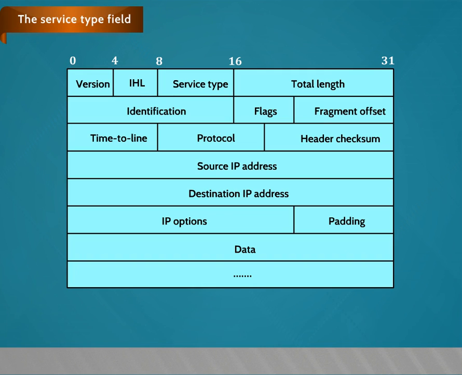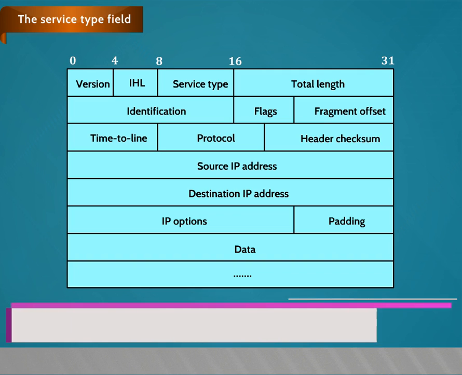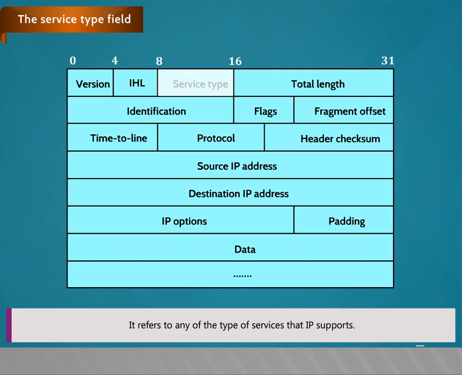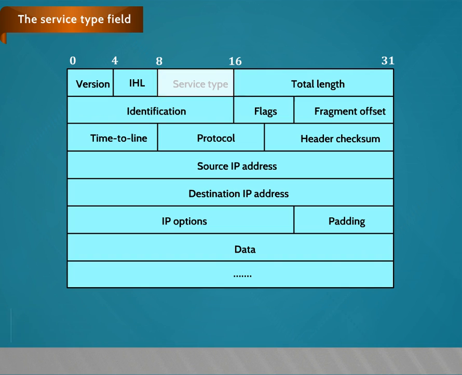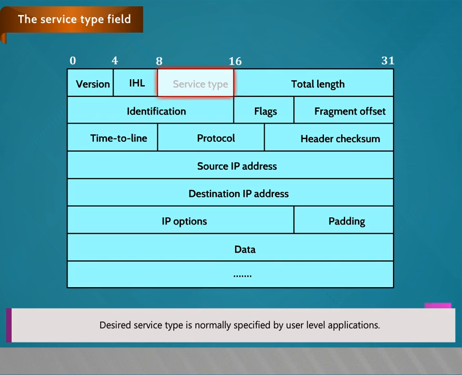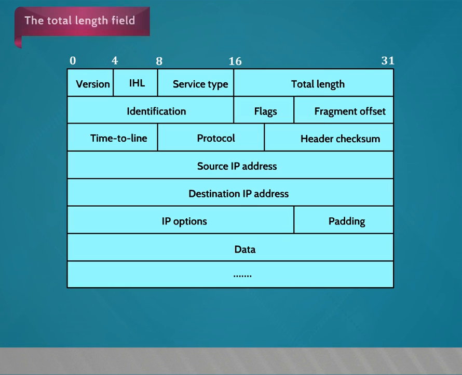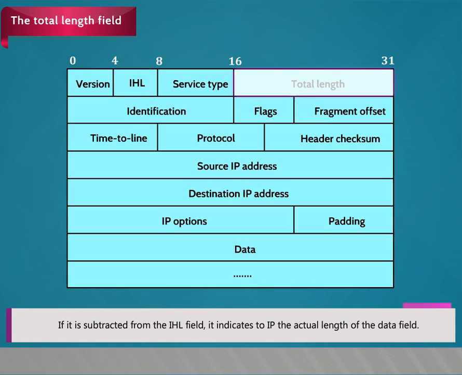The service type field. It refers to any of the types of services that IP supports. The desired service type is normally specified by user-level applications. The total length field. If the IHL field is subtracted from it, it indicates to IP the actual length of the data field.